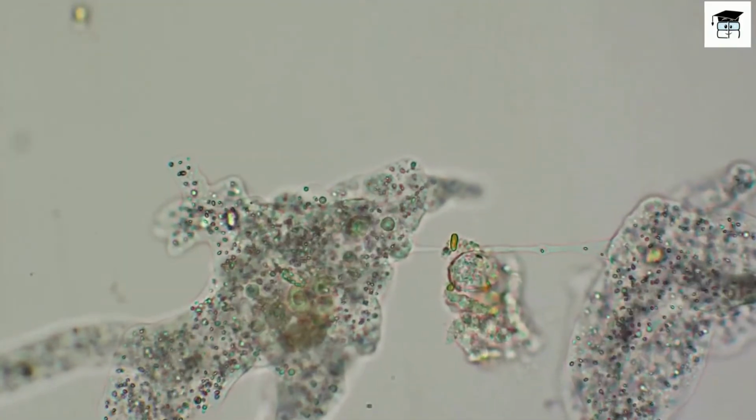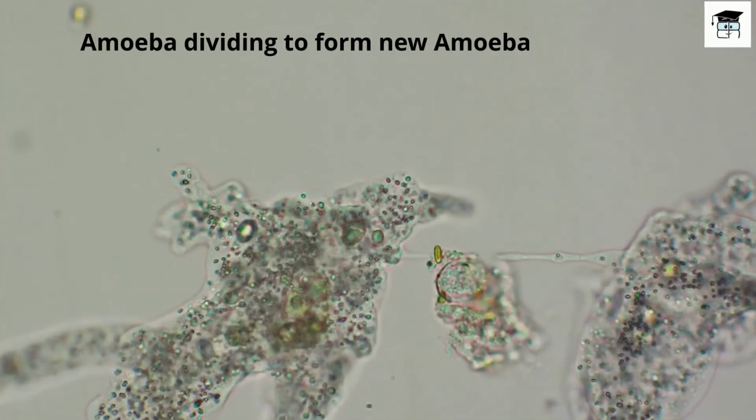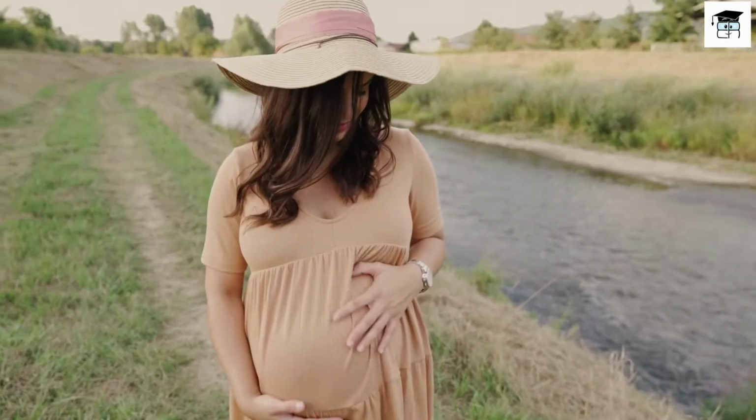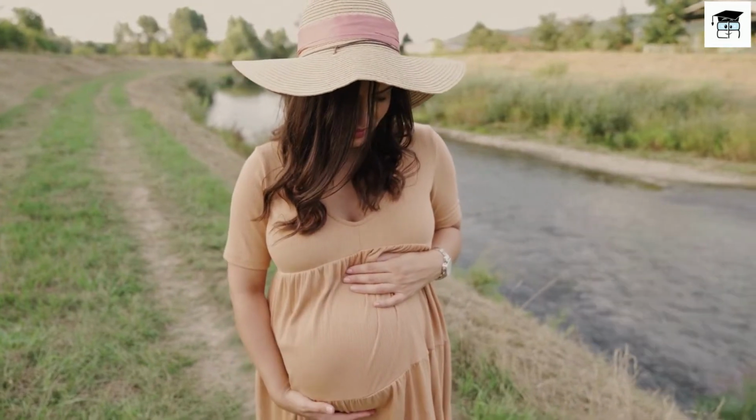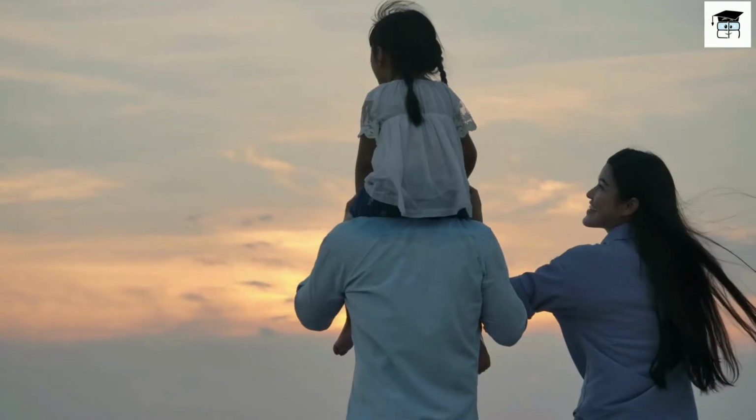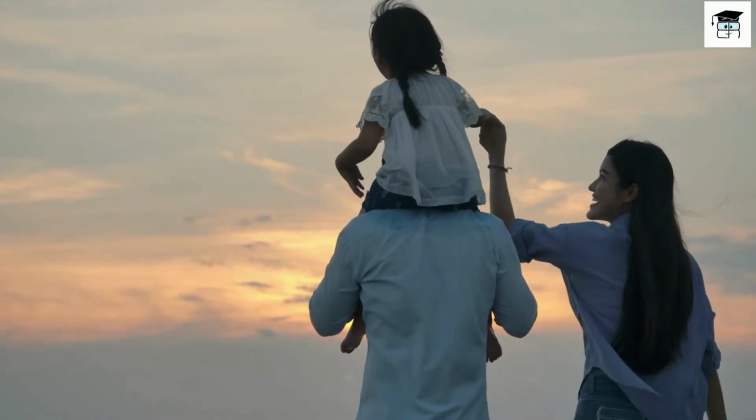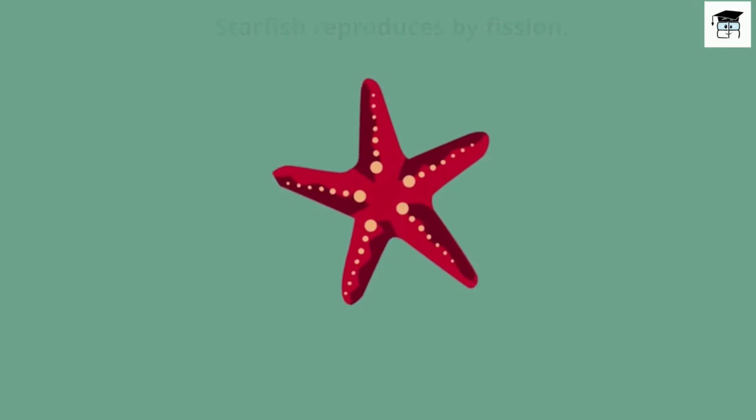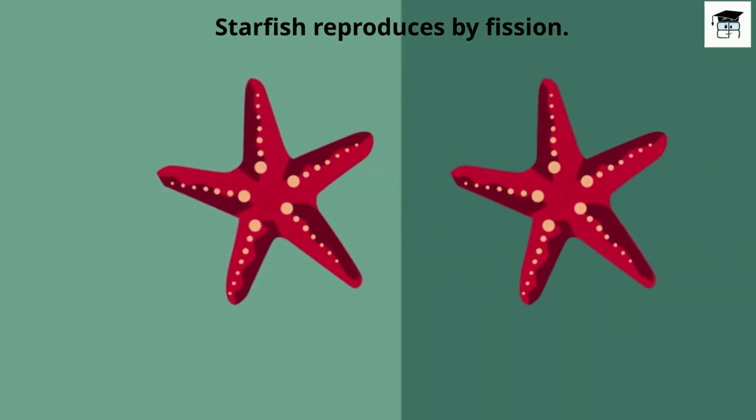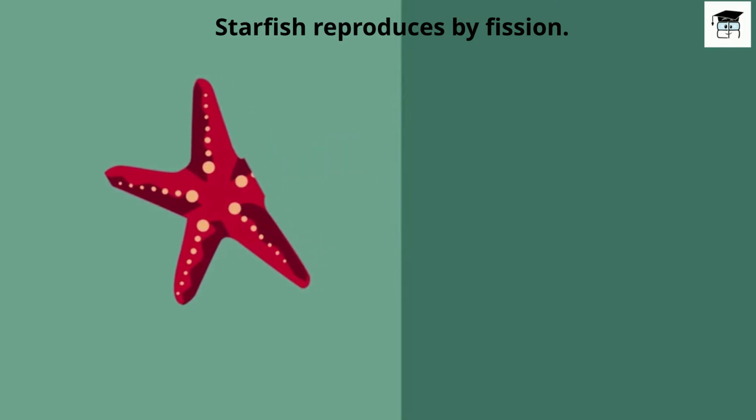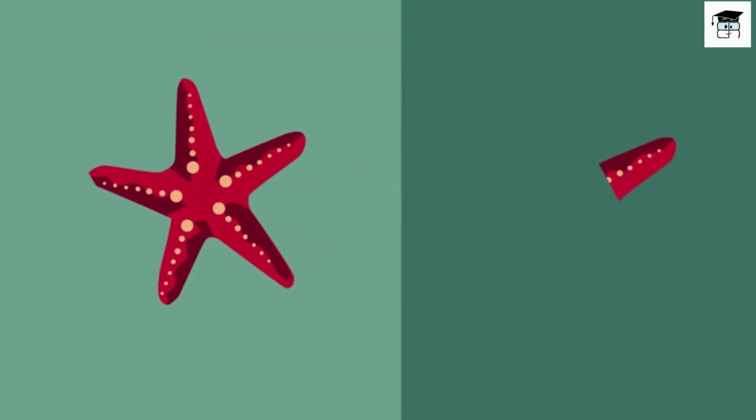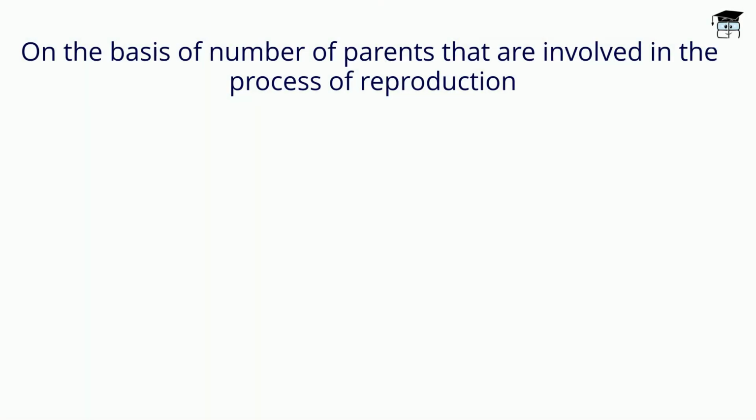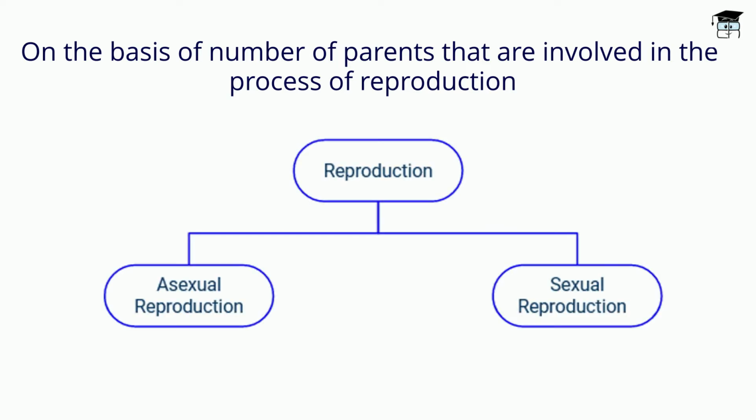You can observe reproduction happening from single-celled amoeba to multicellular forms such as us, human beings. Reproduction in general requires two parents to form an offspring, but do you know in some organisms only a single parent is able to produce a new organism? Isn't it interesting to see that? So, on the basis of the number of parents involved in the process of reproduction, it is classified into sexual and asexual reproduction.